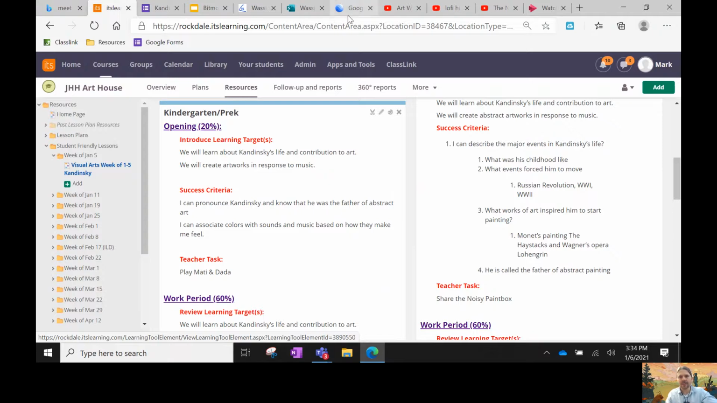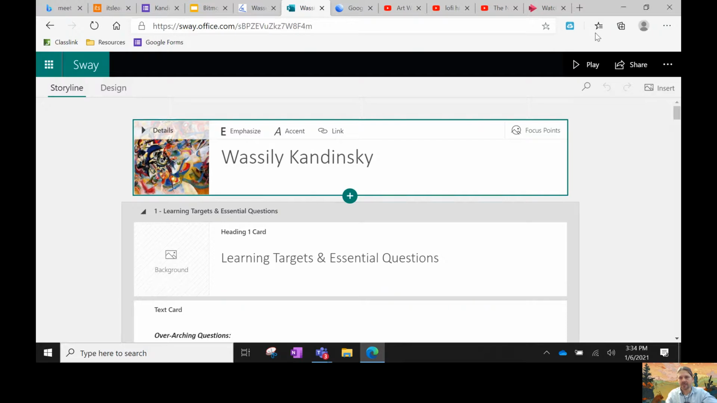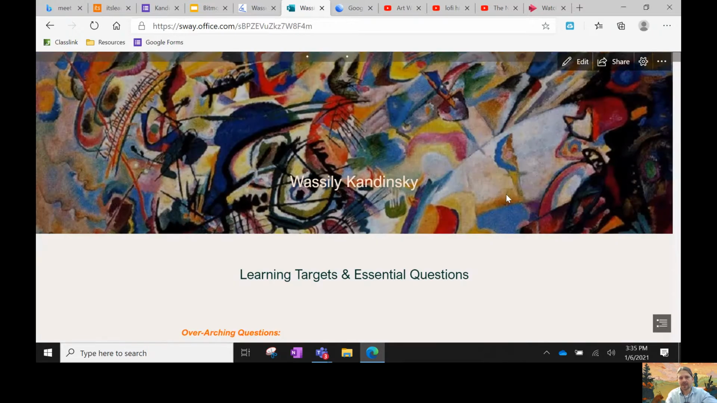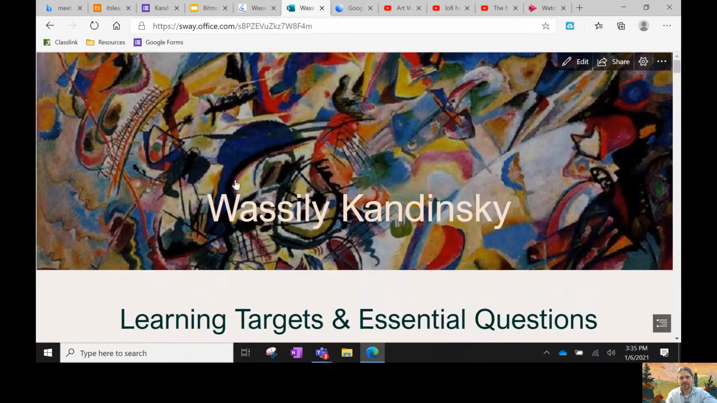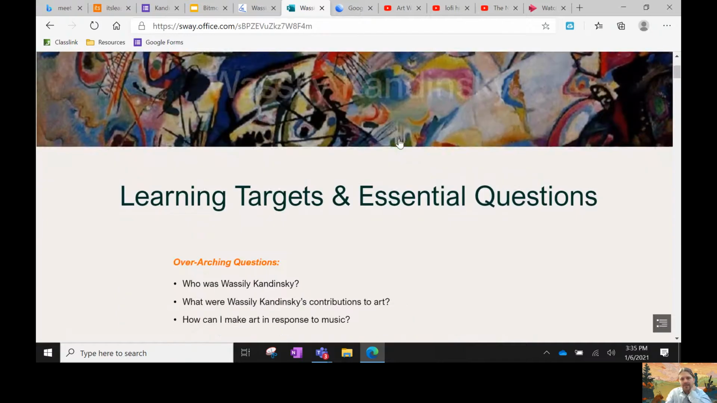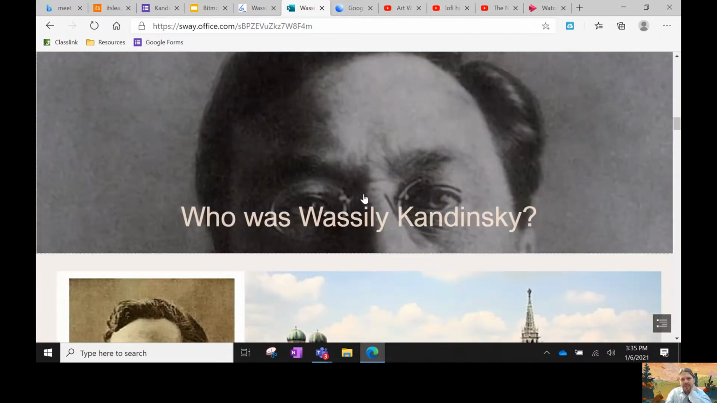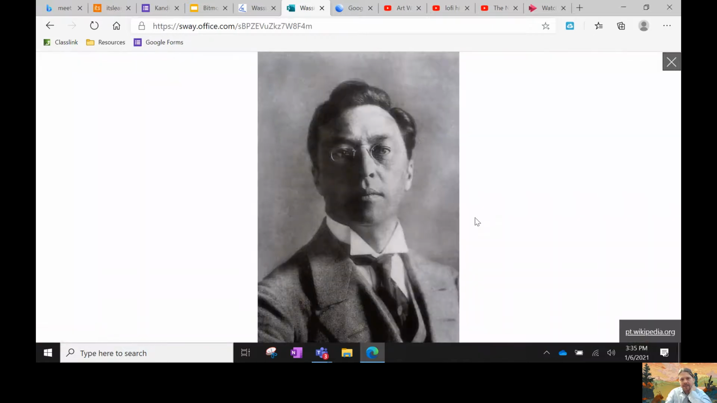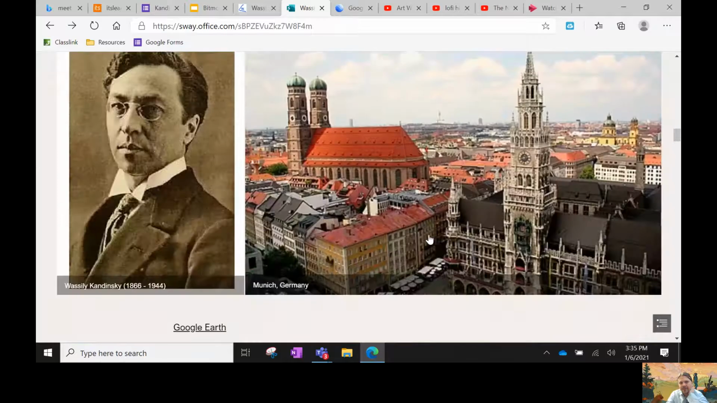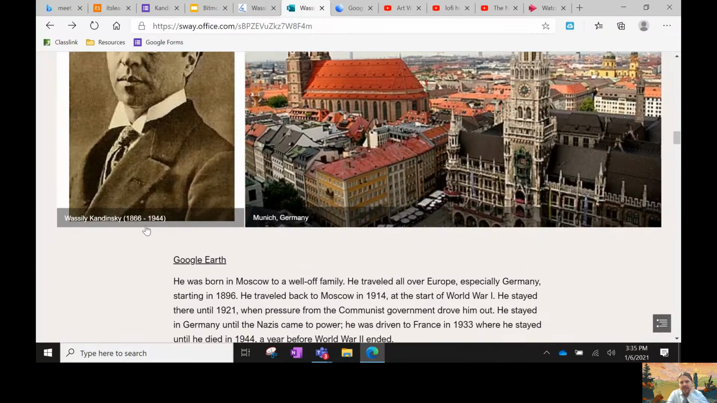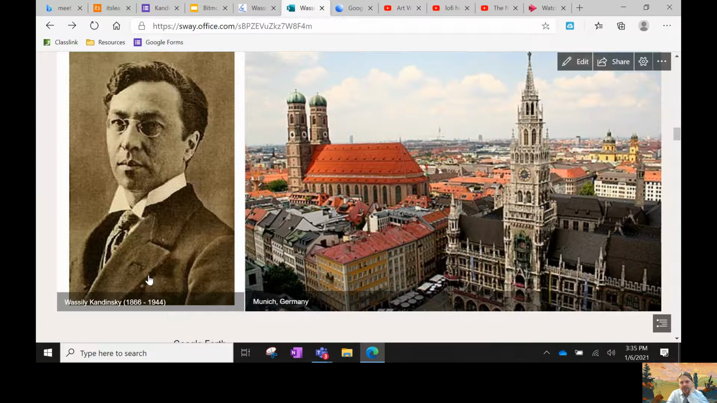All right, so I think I'll show you what he looks like first. That makes sense. And what kind of art he did. This is abstract art. It doesn't look like anything you could take a photograph of. There's all the standards. There's his eyes. Come on, click. There we go. And that's a photograph of him when he was an adult. So we're going to learn about the different places he lived, when he lived. He lived about 100 years ago.